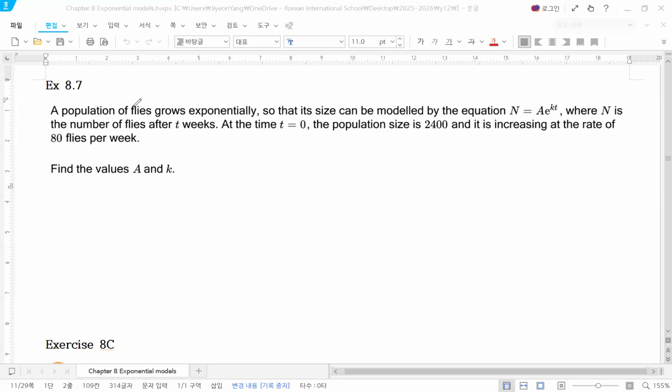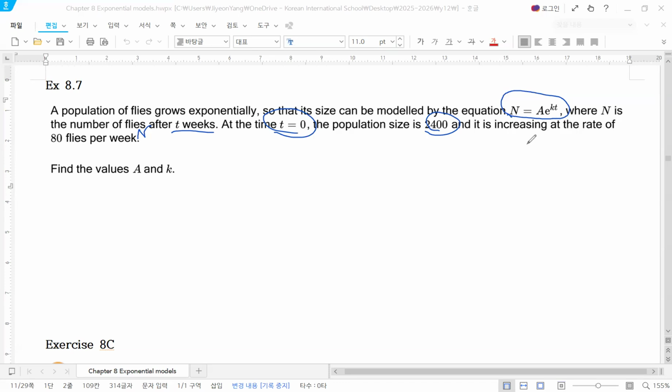A population of flies grows exponentially so that its size can be modeled by the equation n equals a e to the power of kt, where n is the number of flies after t weeks. At the time t equals 0, the population size is 2,400 and it's increasing at the rate of 80 flies per week. Find the value a and k.